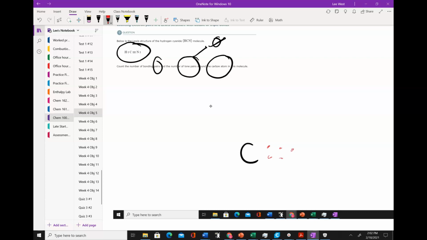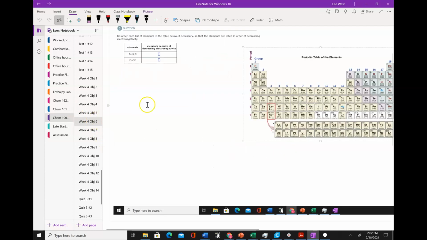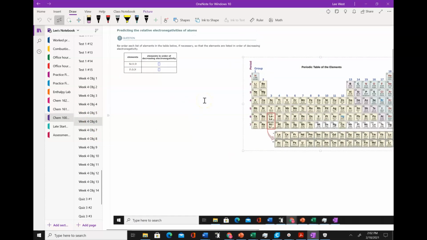But then the bonding pairs, I've got 1, 2, 3 bonding pairs going over to the nitrogen, and then on the other side of the carbon atom, I've got 1 bonding pair going over to the hydrogen. So in total, the bonding pairs is 4. So 4 bonding pairs and 0 lone pairs in this case. Not too bad. Just a matter of being able to read it.